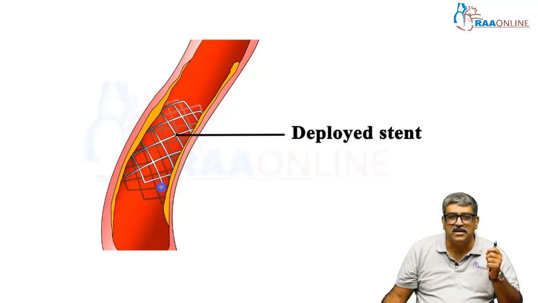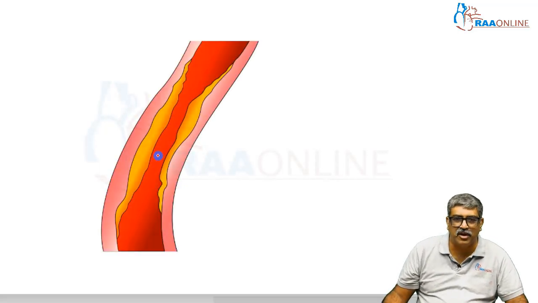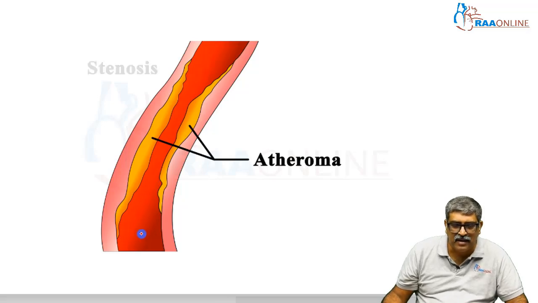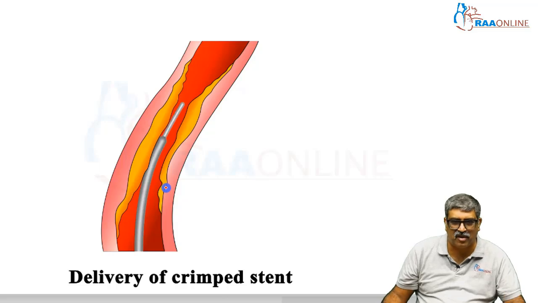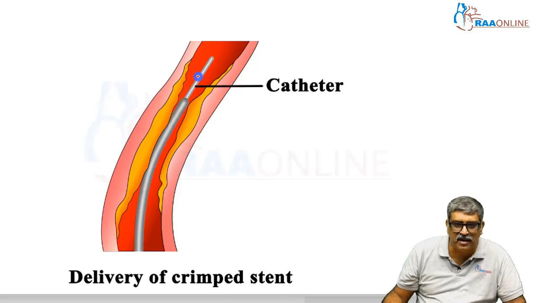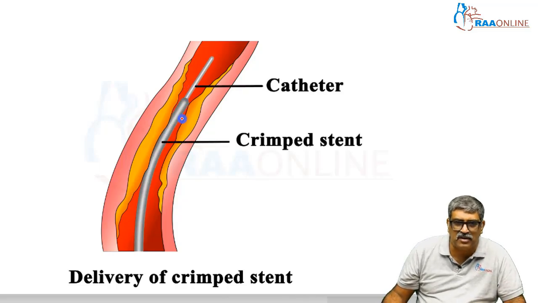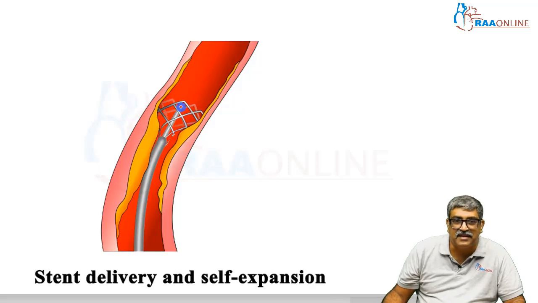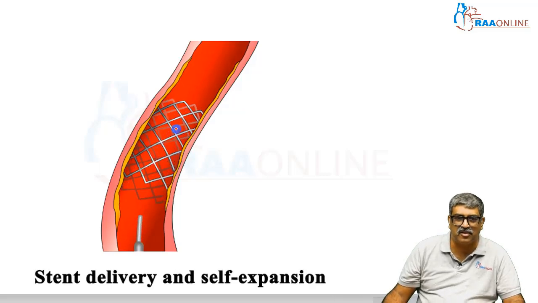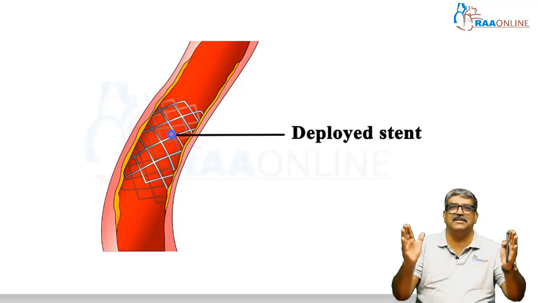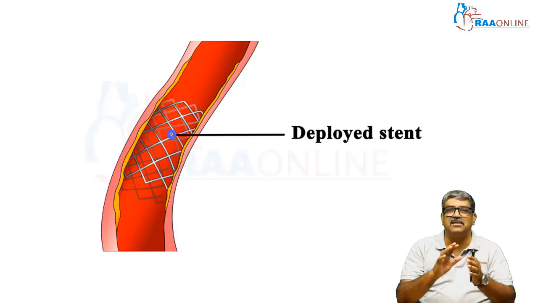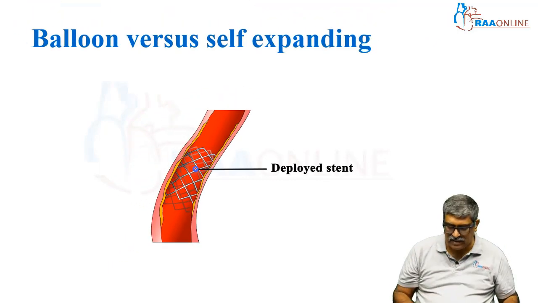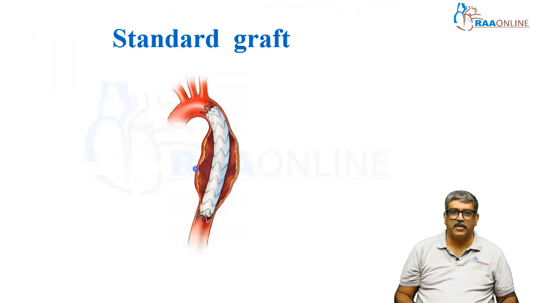Now what is self-expanding? Okay, you have the atheroma here. Again, the sheath and the stent go across the pathology. This is called the crimped stent. As you withdraw the catheter, the stent self-expands. Okay, the crimped stent comes down and stays. There is no need for a balloon to expand the stent. So that is the difference between a balloon and a self-expanding stent.